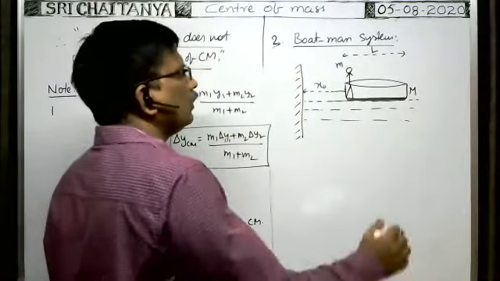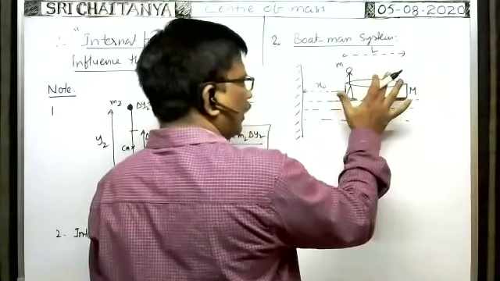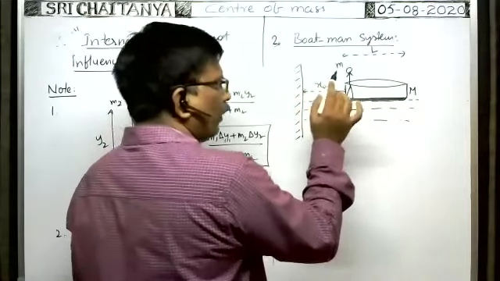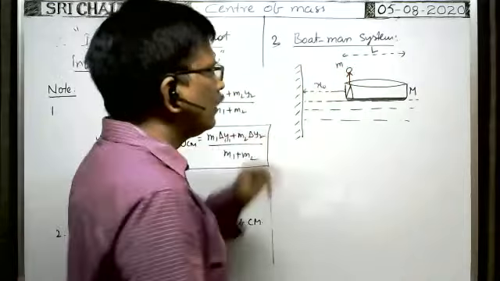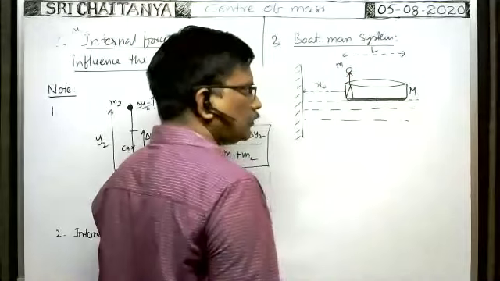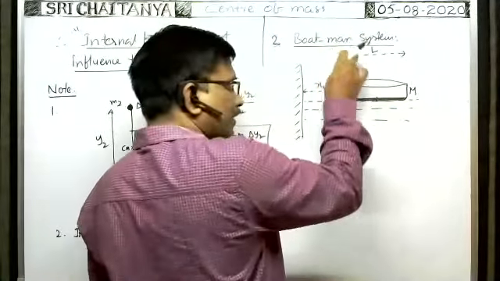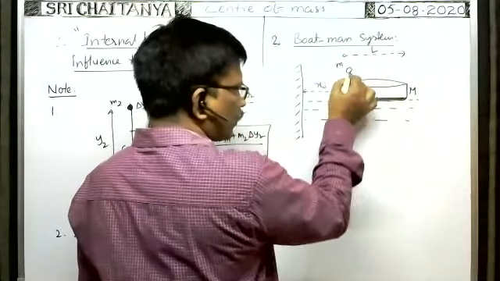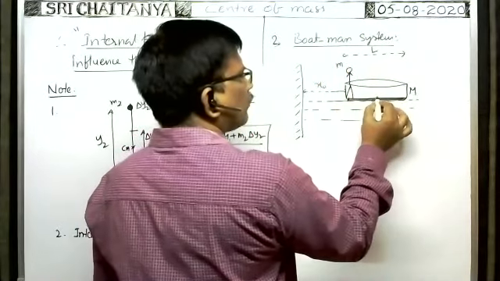Now, initially the man-boat system is at rest, and at that time the distance of the boat from the bank is x0. If the man is not there, the center of mass of the boat lies exactly at the midpoint. Whenever the man is also there, along this horizontal direction, the center of mass of the man lies here and the center of mass of the boat lies here.